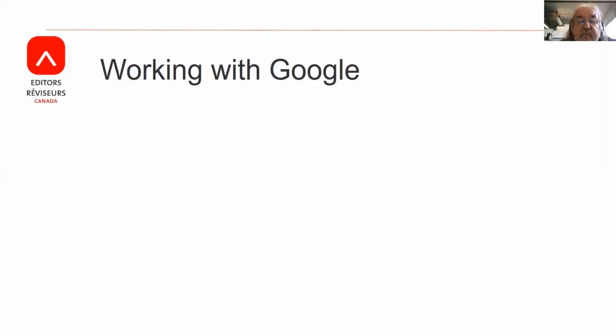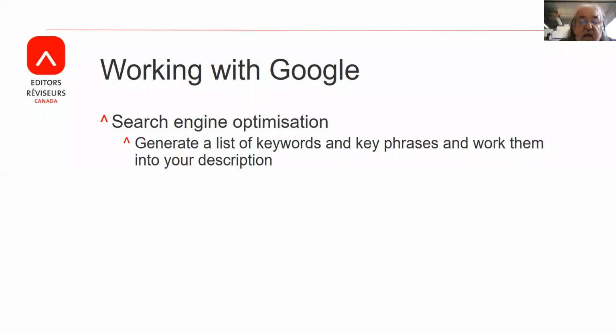Okay, so working with Google, we talked about search engine optimization. Where I started in doing my directory entry was generating a list of the keywords and key phrases that I wanted in my description. And then I tried to write a profile that used as many of those keywords and key phrases as possible, but in a really natural way. I'm not sort of spamming with a keyword list. In talking about myself and my work, I made sure I touched as many of those keywords as possible.